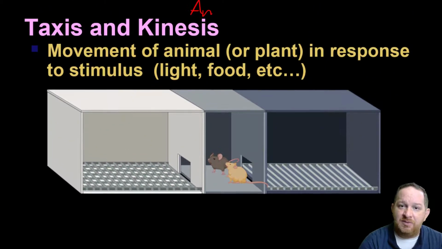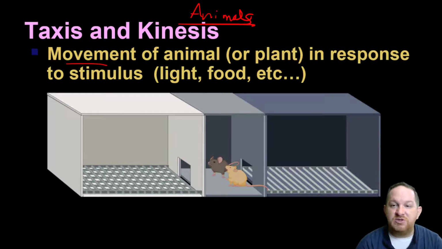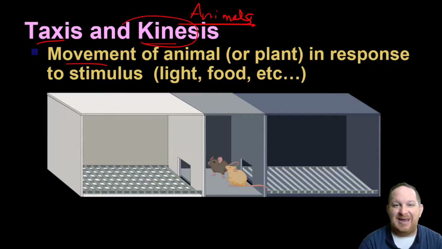So now let's make the move over to animals. One thing that animals do is they will move in response to a stimulus. Now that stimulus could be several different things. It might be light, it might be a food source, etc. We call this taxis and kinesis. Think kinetic, like moving.